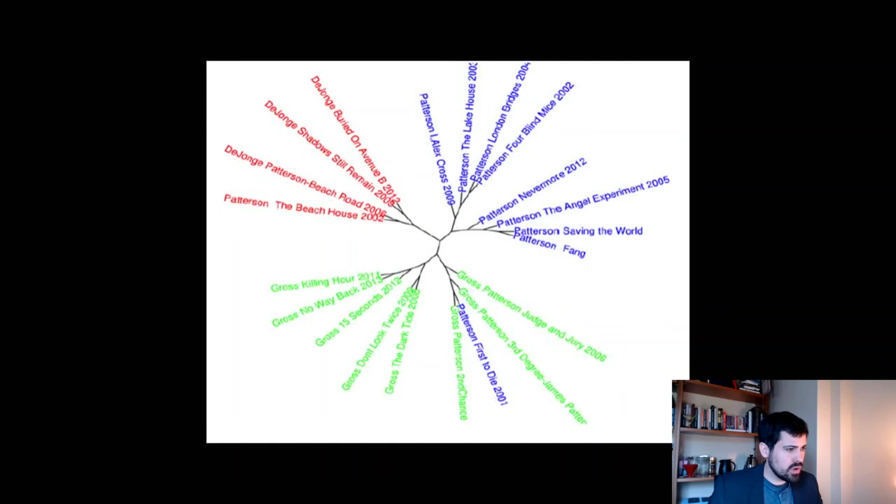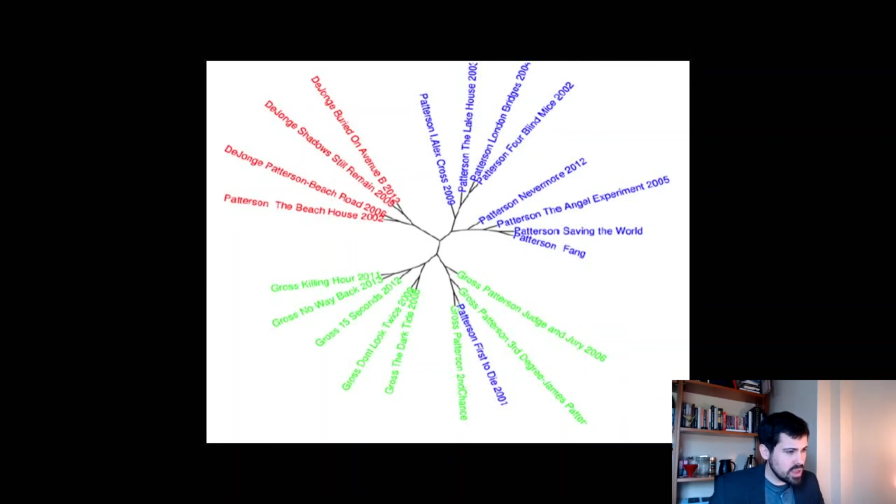There's the cluster on the right, which are the Patterson-only novels, and the cluster on the bottom left, which are solo novels written by Andrew Gross. And Andrew Gross is a co-author of Patterson, who will go on to write his own novels, fortunately for us, so we could form his authorial fingerprint to do this test. Now the cluster in the bottom right hand corner shows novels co-authored by Gross and Patterson.